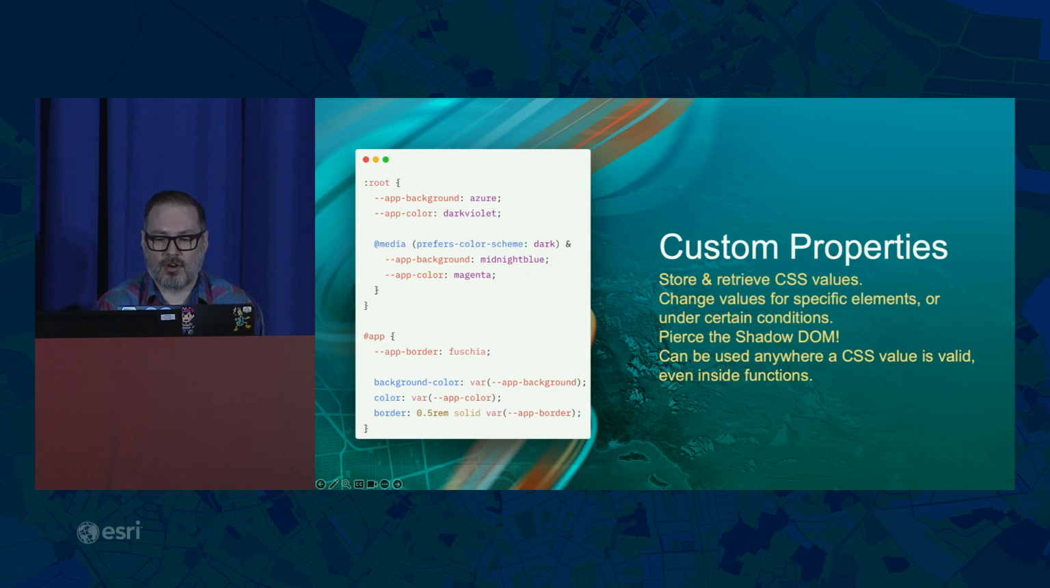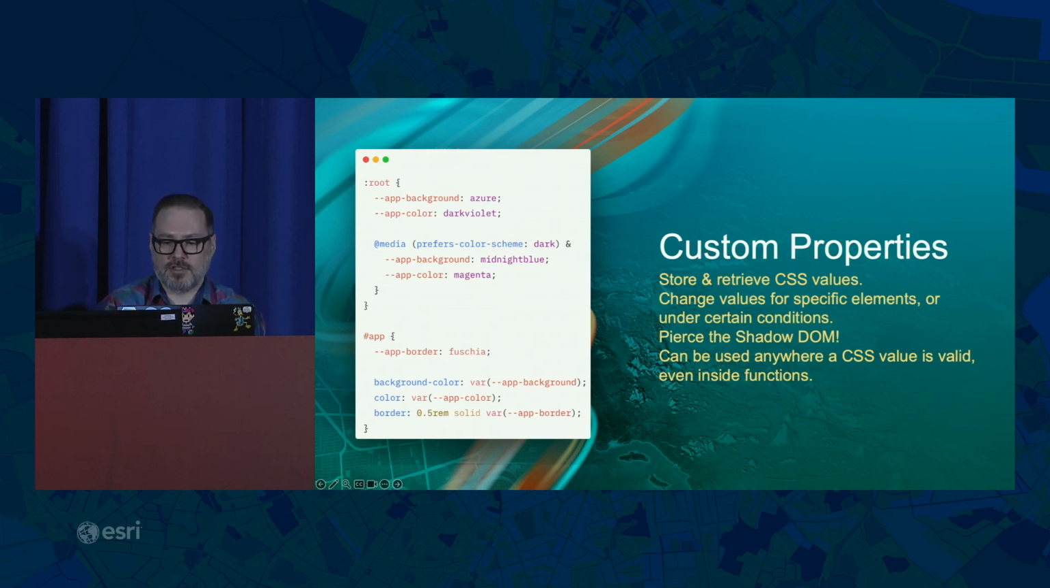Custom properties are also known as CSS variables. They allow you to store and retrieve CSS values, and they can change values for specific elements or under specific conditions, like a user enabled their computer's dark mode. Custom properties pierce the shadow DOM, so they can be read by web components. Component libraries like Calcite components allow specified style overrides via custom properties. And they can be used anywhere a CSS value is valid, including inside CSS functions.